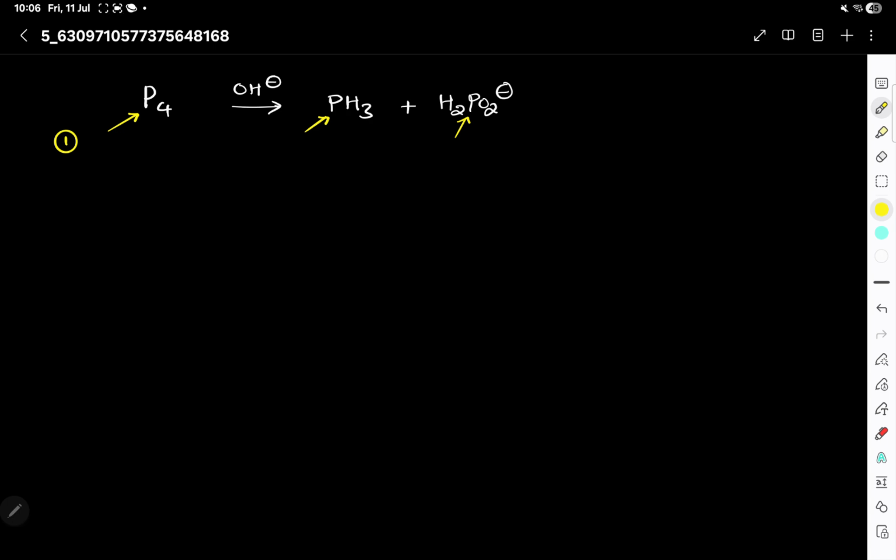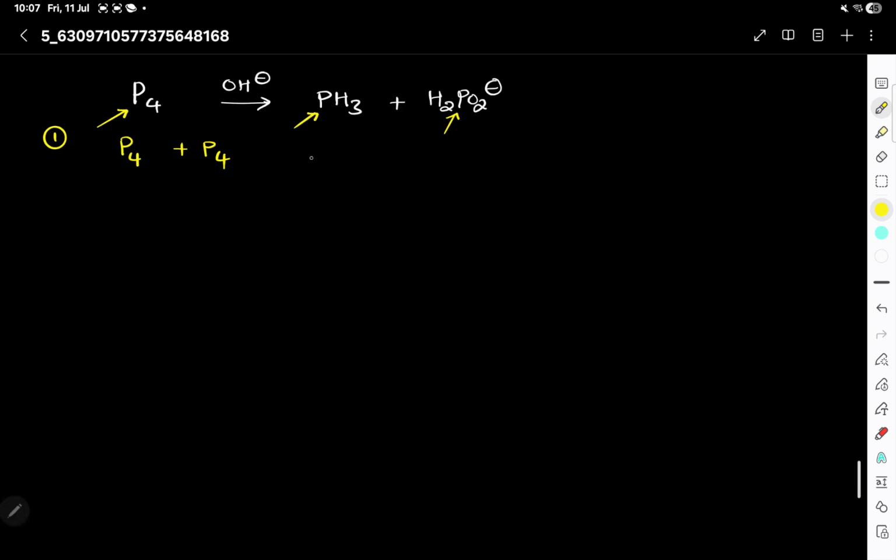But I am giving one trick: how to identify oxidation and reduction? Let us consider the reactants 2 times. P4 plus P4 gives rise to PH3 plus H2PO2 minus. This is the equation. Balance atoms other than oxygen and hydrogen. Here I have 4 phosphorus, and here I have 4 phosphorus. You can multiply by 4 for PH3 and 4 for H2PO2 minus.